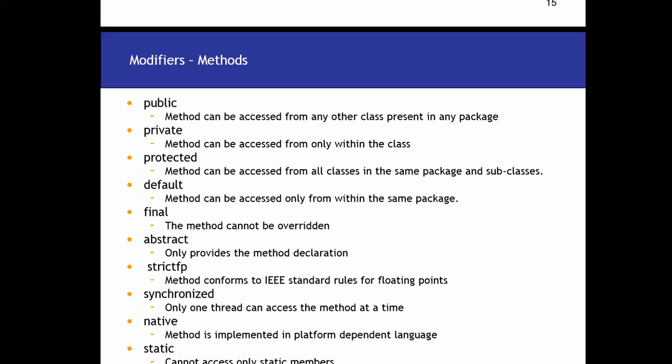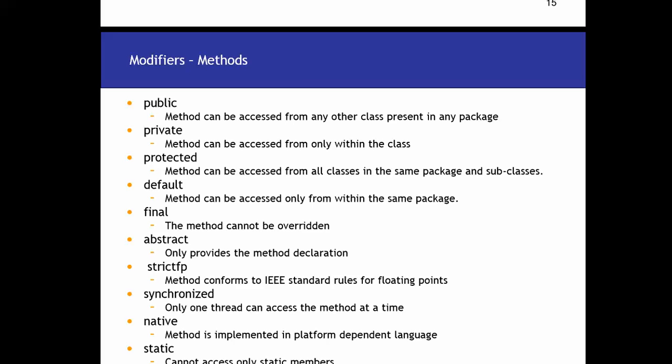Next, coming to abstract, it only provides the method declaration. As I said, in abstract you'll be writing only the method declaration, not the implementation. It is exactly different from final. You have to extend that class, override it, and write down the methods. Next, strictfp. It is also for methods and conforms to IEEE standard rules for floating point. Whenever you specify strictfp, it conforms to the IEEE standard rules.